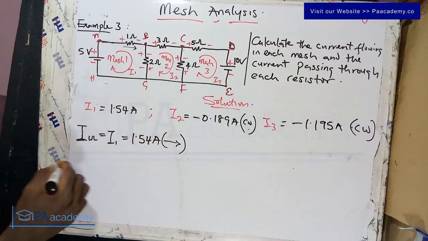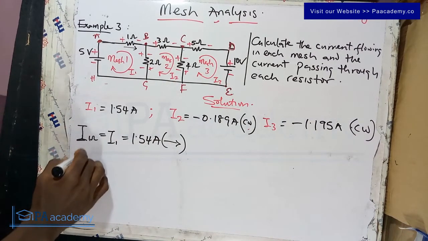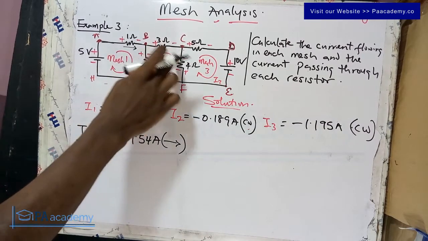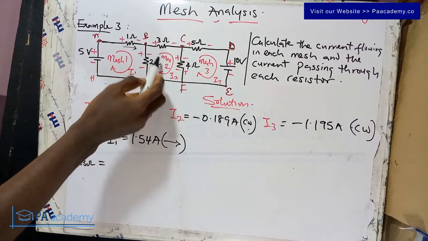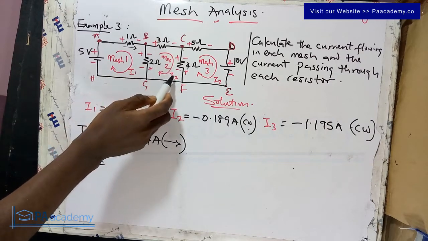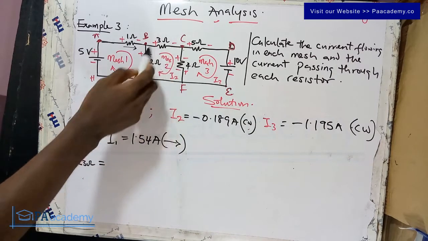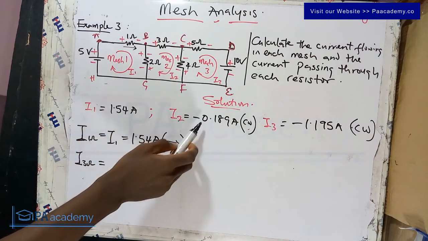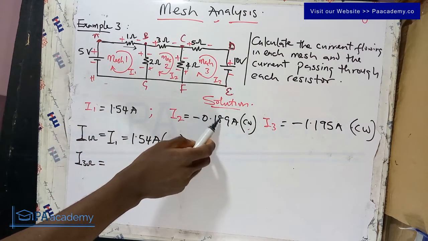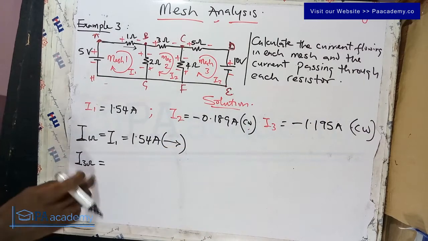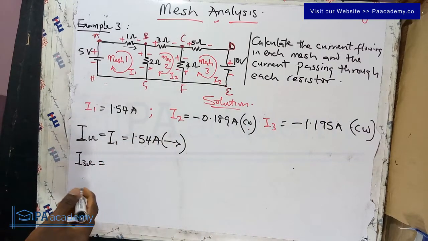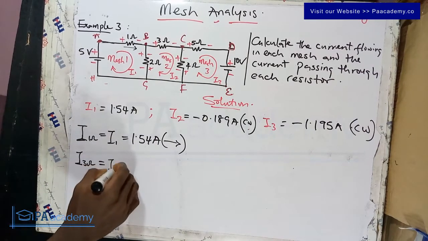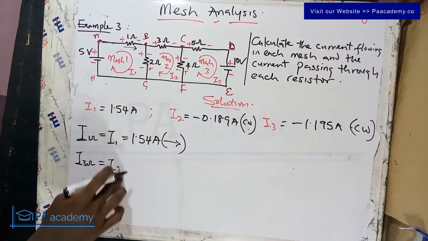So now let's look at that of the 3 ohm resistor. So we are going to be having the current in the 3 ohm resistor. In the 3 ohm resistor, if you look at it, the current that is flowing through it is only I2. So if you look at I2, the answer for I2, we've got our I2 to be minus 0.189 amperes. But this time around, we are not going to be writing it with the minus. So let me first indicate that the current flowing through the 3 ohm resistor is also equals to I2 rather.